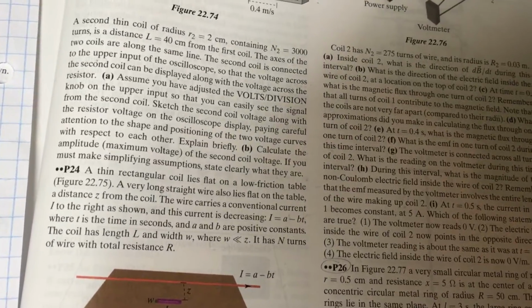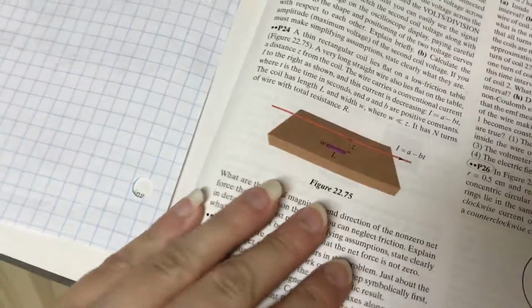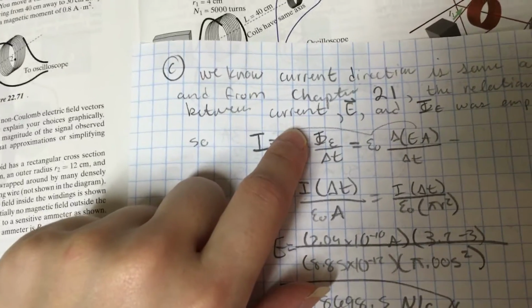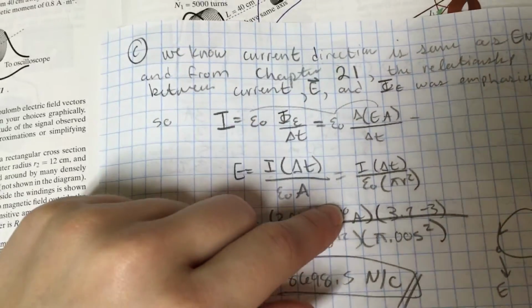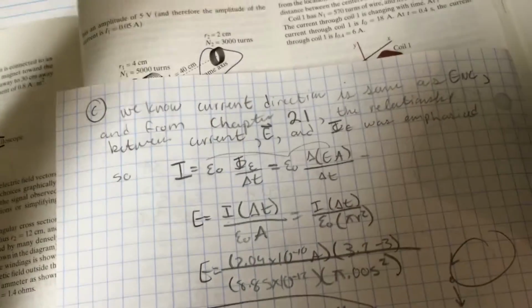For part C, it says what is the average electric field in the small ring during this time, and give both the magnitude and direction of the electric field. Well, the direction of the electric field's pretty simple because it's going to go in the same direction as the current, as I actually wrote here. And then from chapter 21, we kind of go over the relationship between current, electric field, and electric flux. And I know that electric flux is equal to E times A.